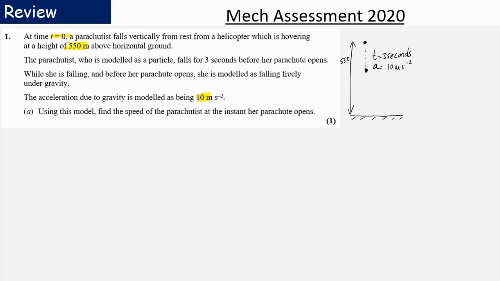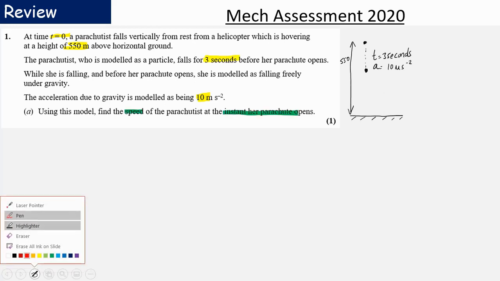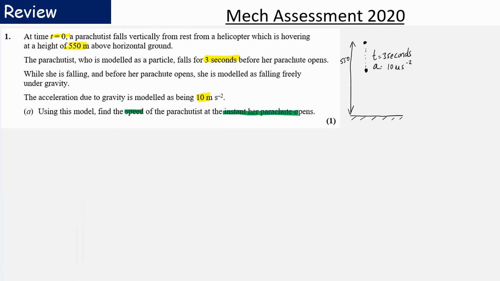My question then goes on to say, can I use this model to find the speed of the parachutist at the instant her parachute opens? As I've been told that this works with constant acceleration, then the acceleration due to gravity is modelled as being 10 meters per second squared. So I know it's a constant acceleration type problem. So I now know, because it's constant acceleration, I can use SUVAT.